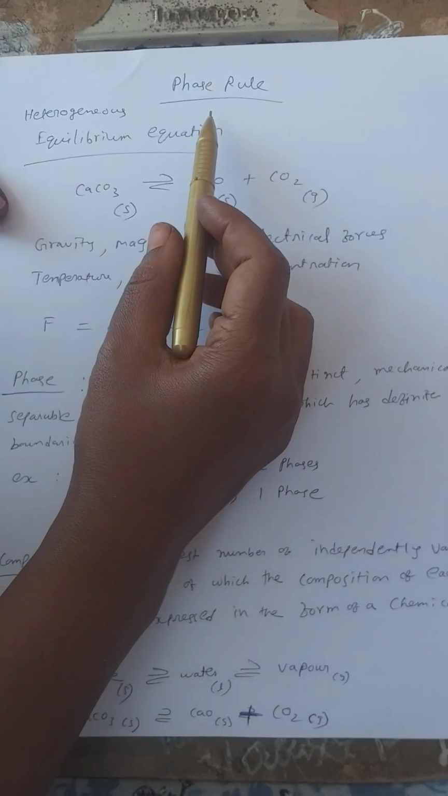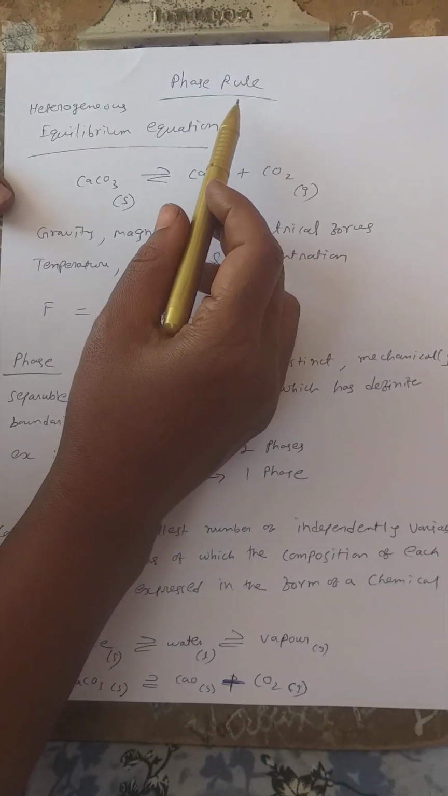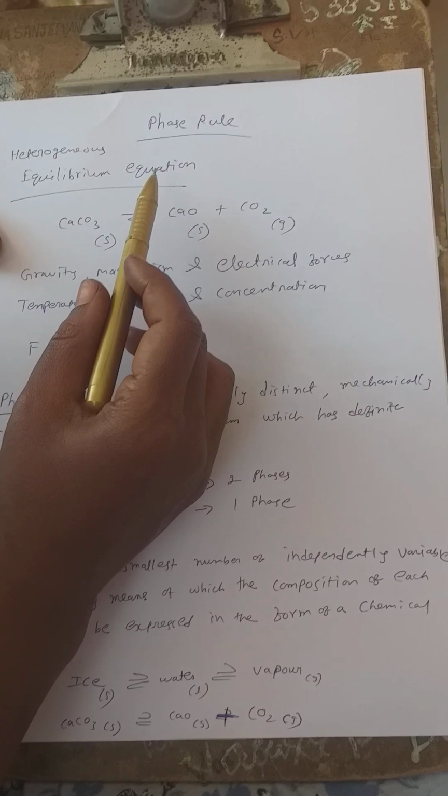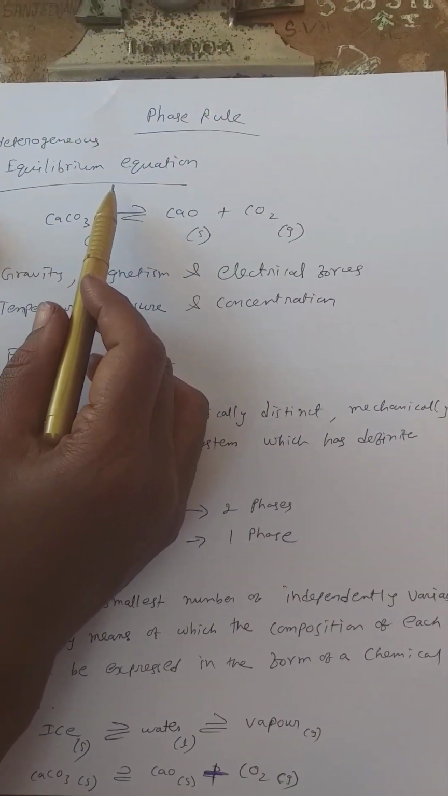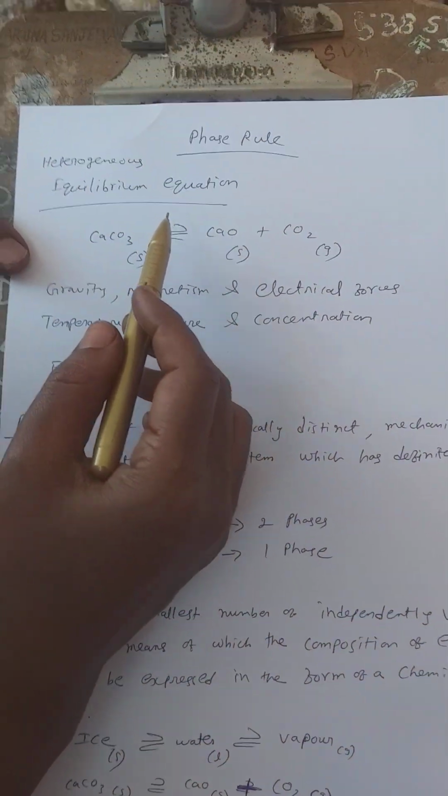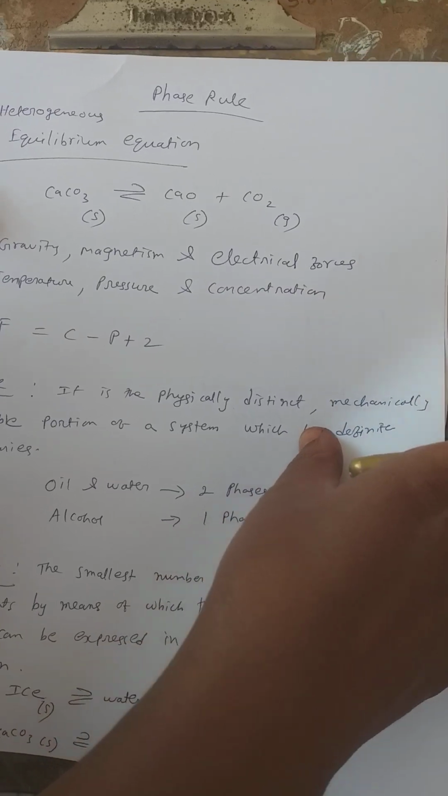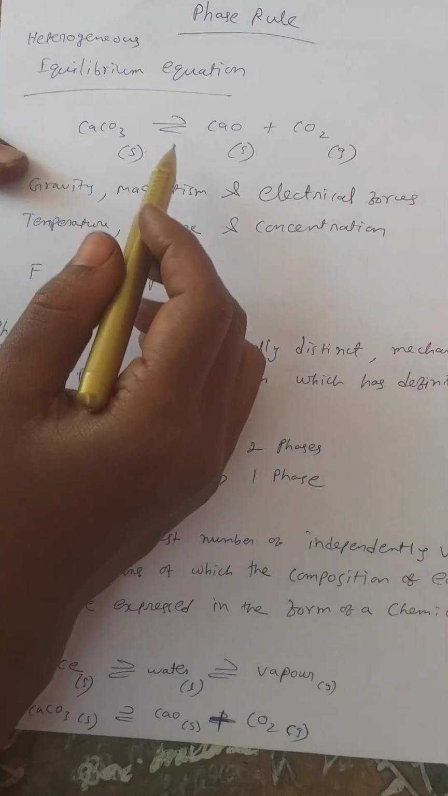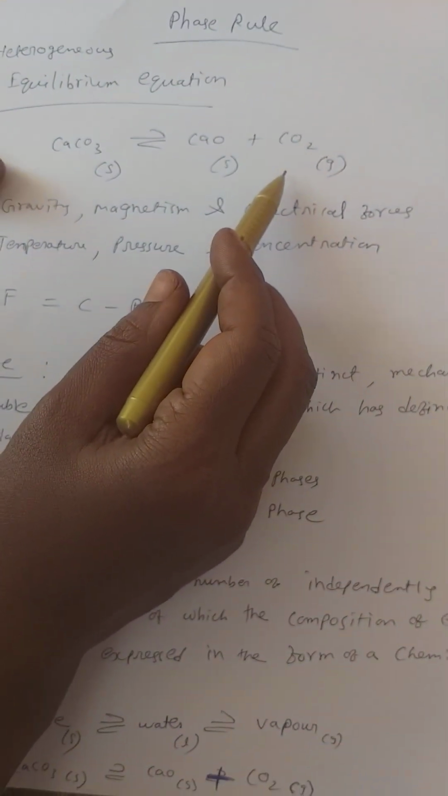Today, the topic which we are going to discuss is phase rule. It is used to explain a heterogeneous equilibrium equation or reaction. As an example, let us consider this reaction, that is calcium carbonate, which gives calcium oxide and carbon dioxide.